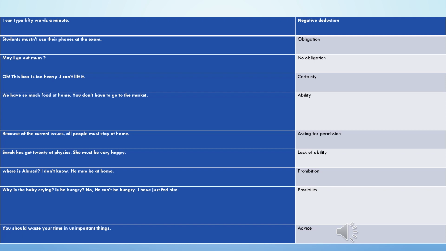Okay, this exercise is going to show us our understanding of what we studied before. So you have to match. For example, you read sentences and match every one with its meaning. For example, I can't type 50 words a minute. So what does it mean? Is this negative deduction, obligation, no obligation? So you have to choose. And the same for the others. For this exercise, you choose just the ones that we studied, which means you choose obligation, lack of obligation, certainty, negative deduction, prohibition, and advice. That's it.